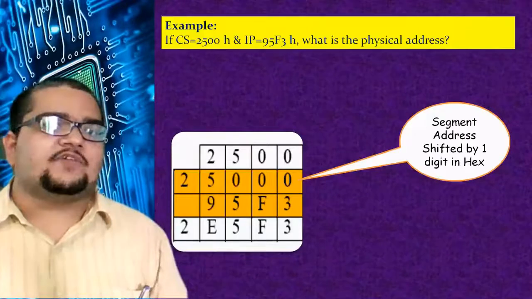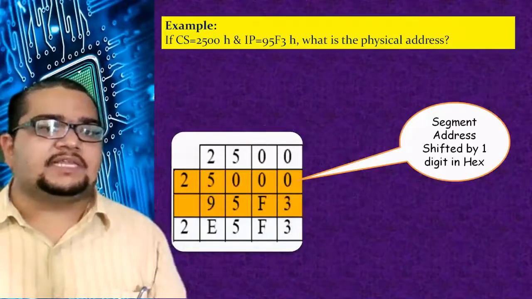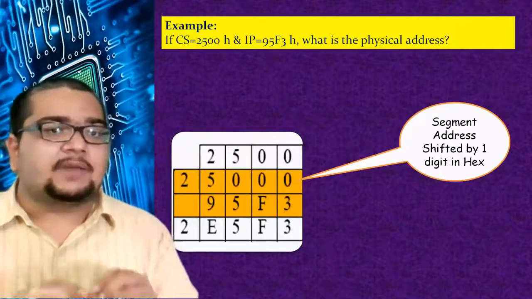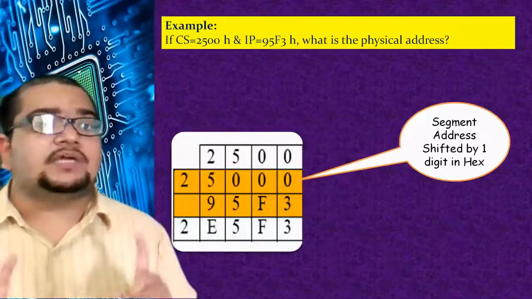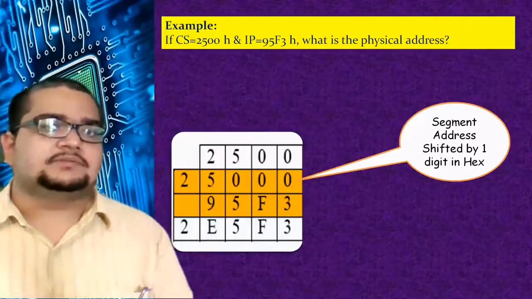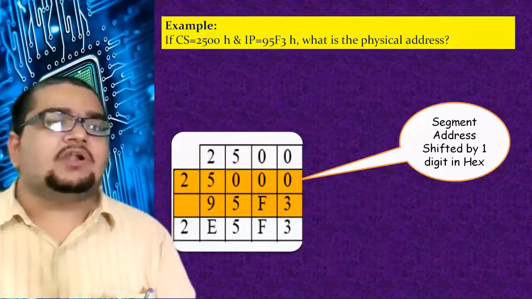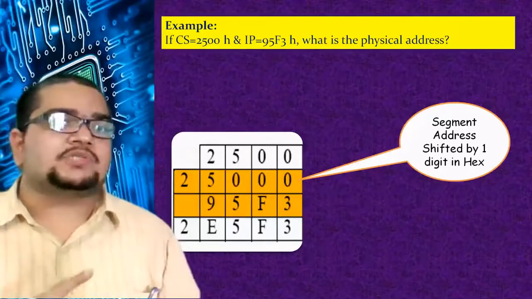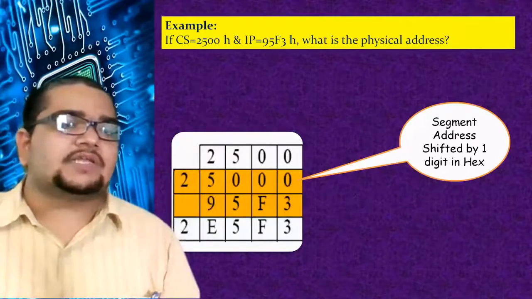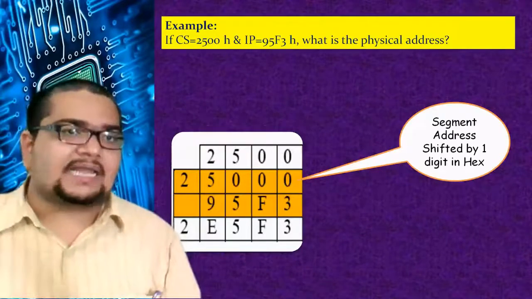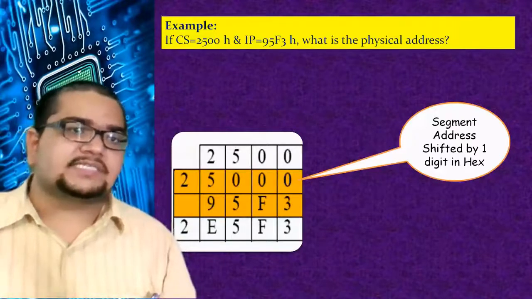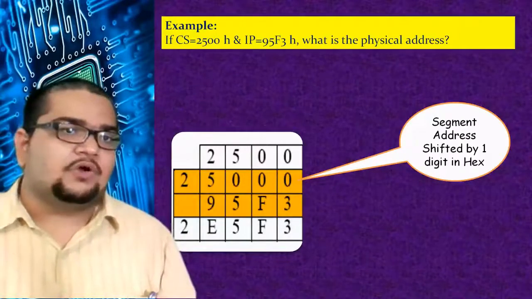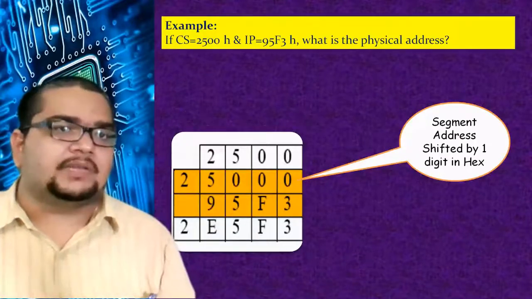2E5F3 is a complete 20-bit physical address of the program instruction. Because CS and IP are involved, a program is being accessed. Wherever CS is not involved, suppose DS, ES or SS is involved, it is a data access. When CS is involved, it's a program access. A program is being fetched from the memory, or a program is being stored into the memory.